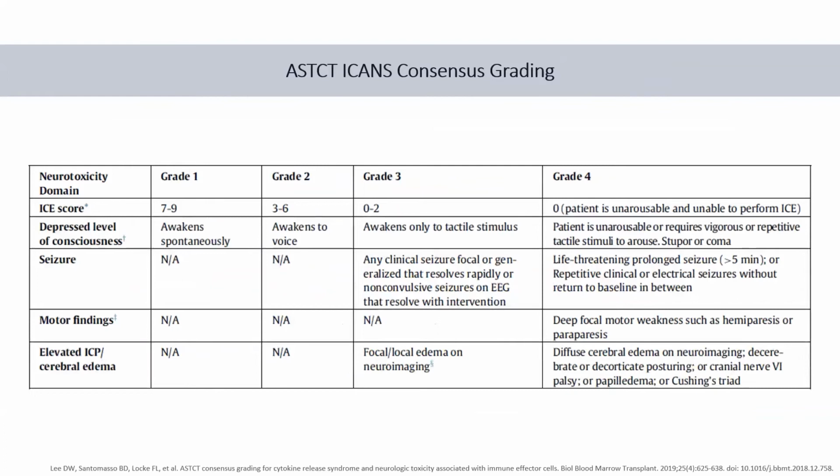ASTCT has also created grading criteria for ICANS grades 1 through 4. The grade is determined by the ICE score, the level of depressed consciousness, seizure activity, motor findings, and any cerebral edema. Similar to CRS, grading is determined by the most severe event. And note how an ICE score of 0 can be grade 3 or grade 4, and the difference between grade 3 and grade 4 would include whether they're arousable or not arousable.